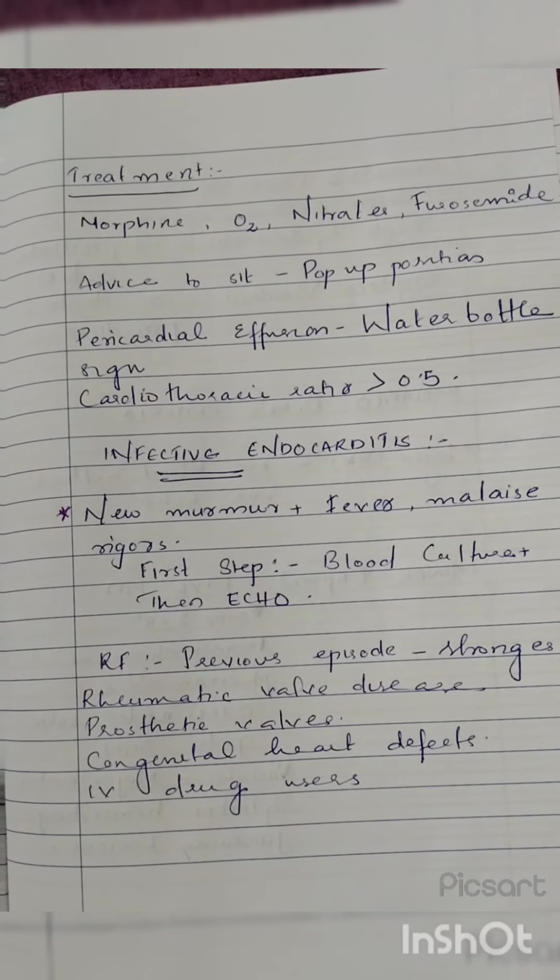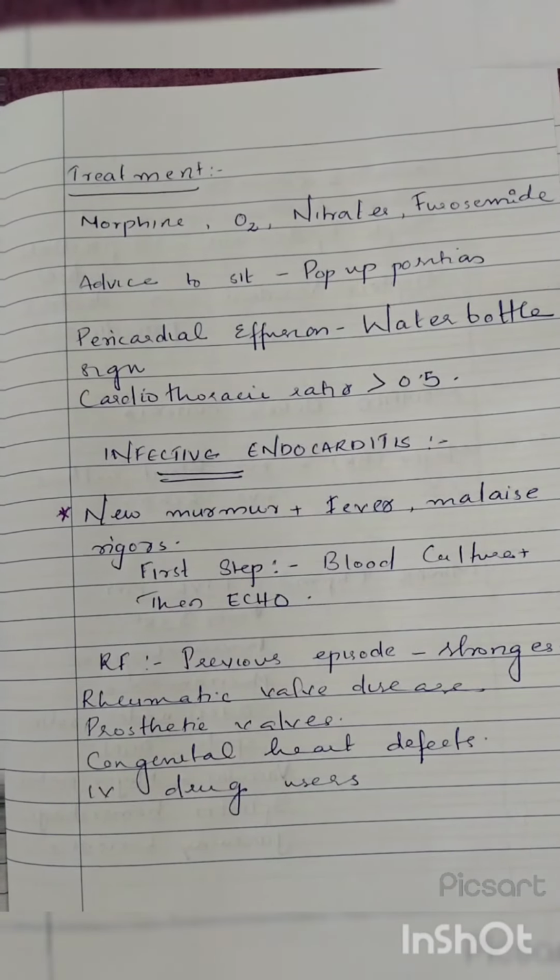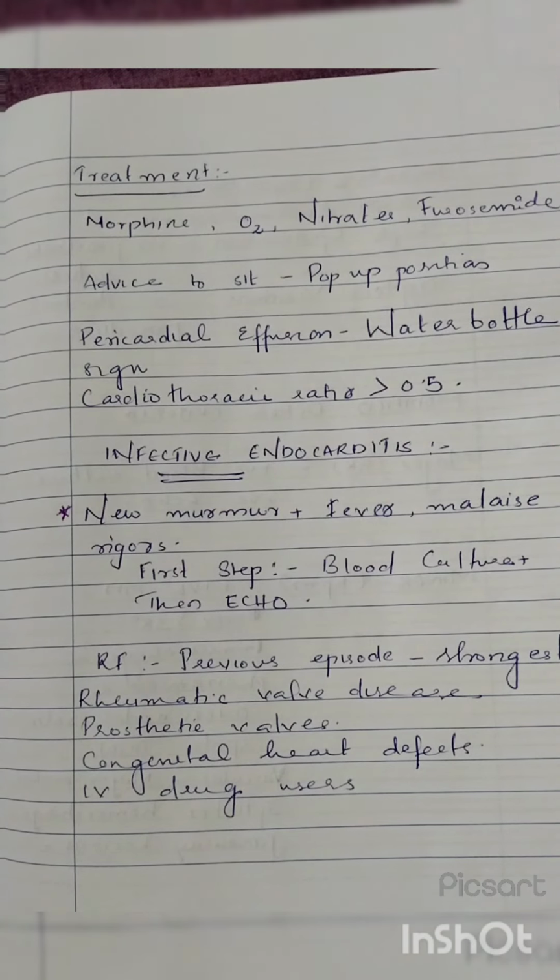Treatment can be remembered as MONF, M-O-N-F. Morphine, oxygen should be given, nitrates and furosemide, and the patient should be advised to sit up in the proper position. Pericardial effusion, water bottle sign will be there. Cardiothoracic ratio will be increased, more than 0.5.